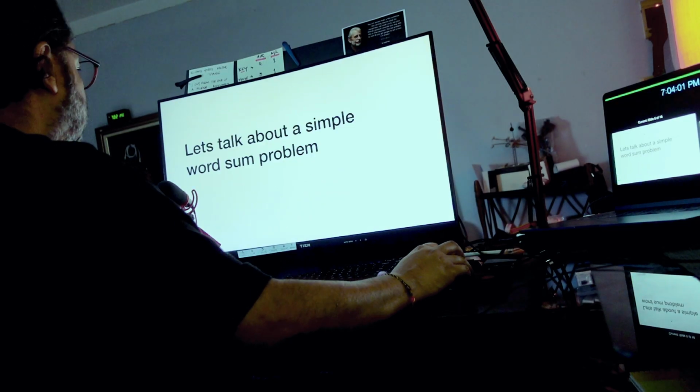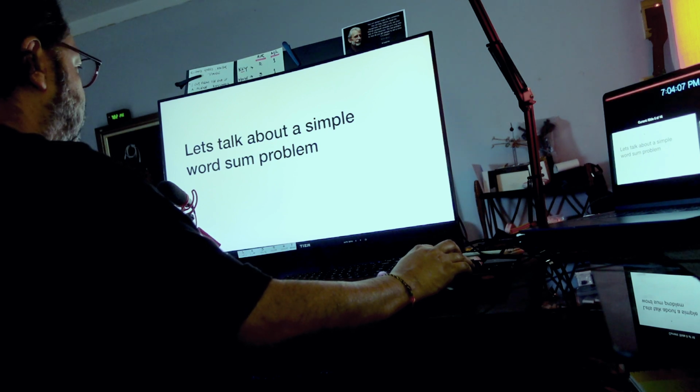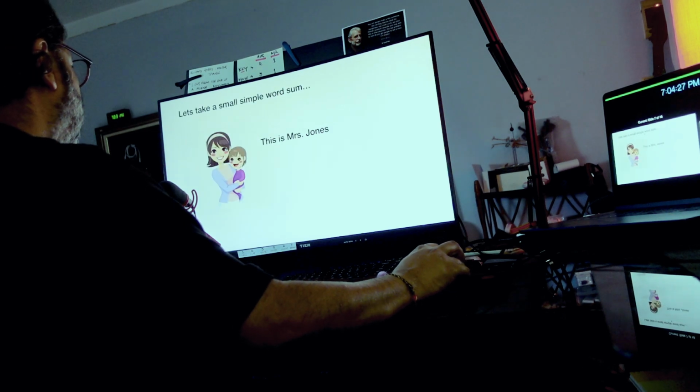Next, let's talk about a simple word sum problem and try to understand what this means. First, a word sum is a problem that combines words and numbers together. So, words and numbers together. Let's take a simple word sum.